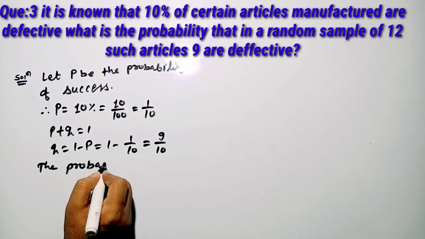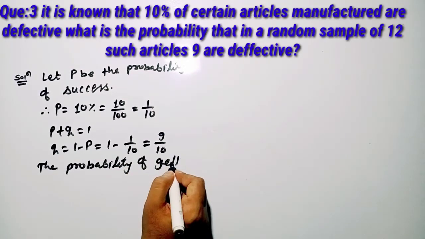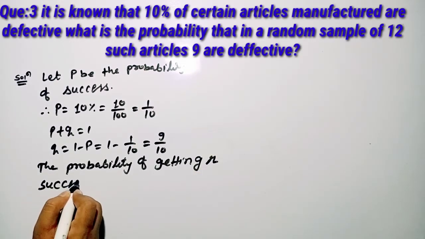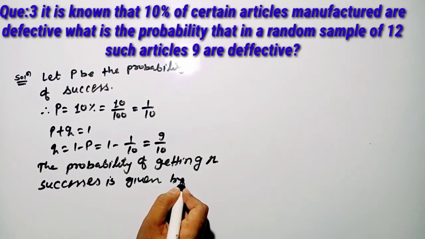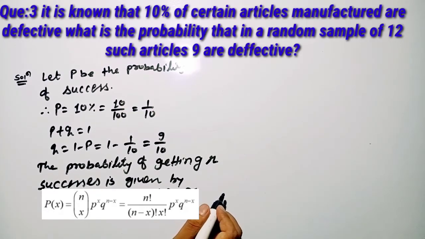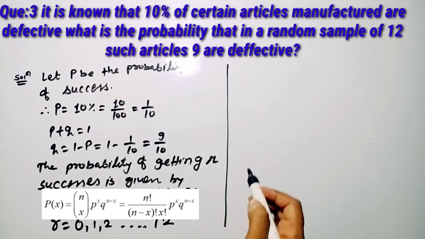The probability of getting R successes. Students, we know the formula of probability of getting R successes or X successes. Here we have written X in place of R, so don't get confused. So P of X is equal to nCx, P to the power X, Q to the power n minus X, where x is equal to 0, 1, 2 up to 12 for 12 articles, right?